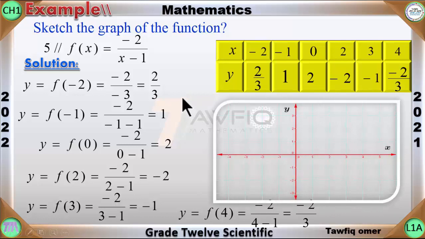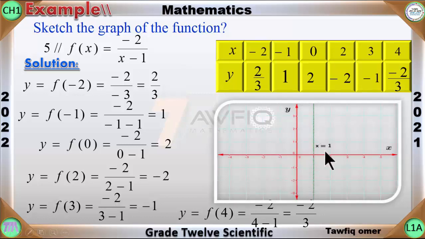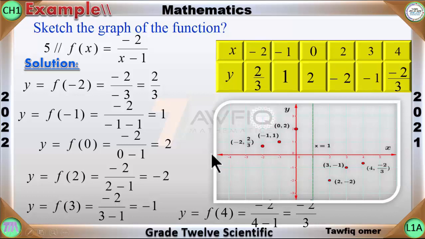First of all, we must draw a line x equals 1, which is called the vertical asymptote. And now one part of the function will be on the left side and another part will be on the right side. Draw the points like this, and one part of the graph will be here, and the second part will be like this. This is the graph of the function.